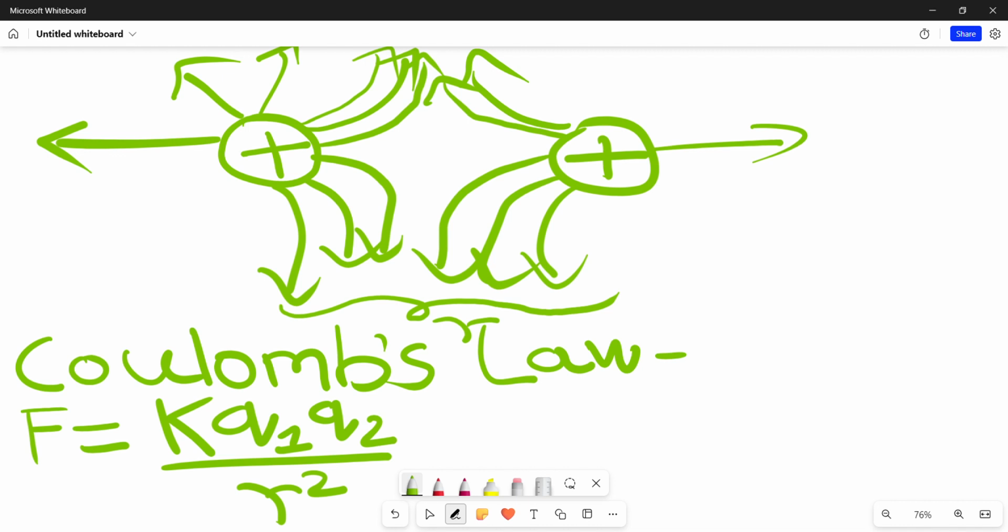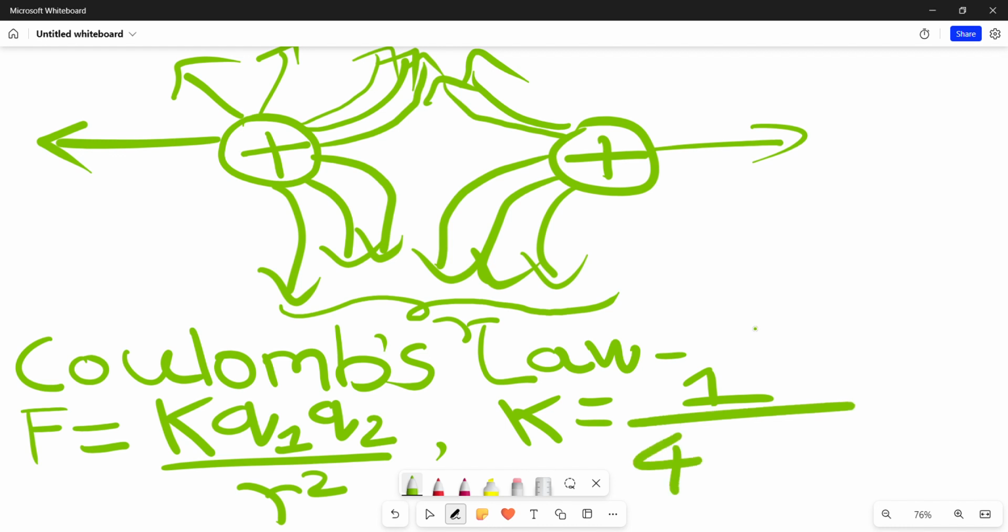Okay, and yes, this k could also be represented as 1 over 4 pi epsilon naught, where epsilon naught is the permittivity of space and it is also a constant, but really k and 1 over 4 pi epsilon naught, they're the same. And really this helps us to calculate the force between two charged particles, right? And in this case, we know we have two positively charged particles, so they will repel.